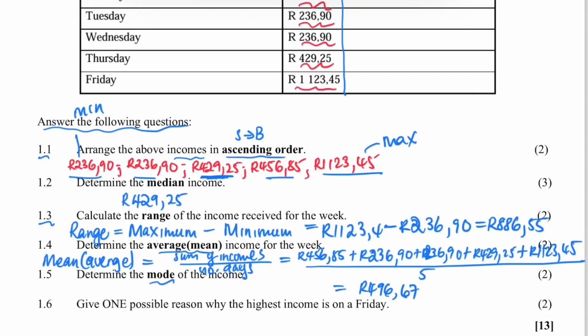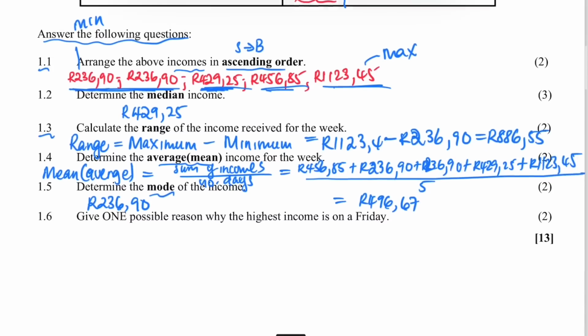And it says determine the mode. The mode, guys, is the number that appears the most. If you look at the arranged numbers there, what is the number that appears the most? Of course, it's 236 rand 90 cents. It's the modal, the number that appears more than once.